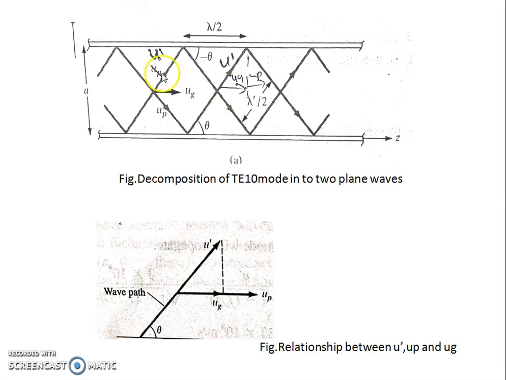Here we consider a TE10 mode, and the decomposition of the TE10 mode is shown here. It decomposes into two plane waves, one like this and the other like this. So a wave traveling in the positive z direction at an angle minus theta, the field may be depicted as a sum of two plane TEM waves propagating along zigzag paths.